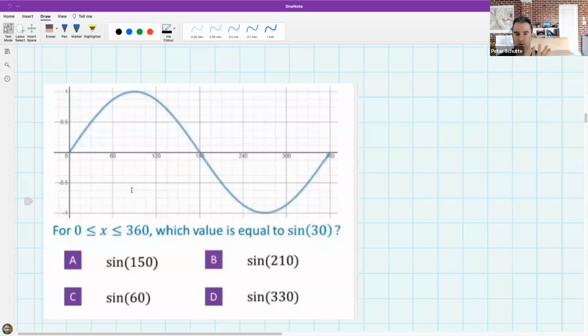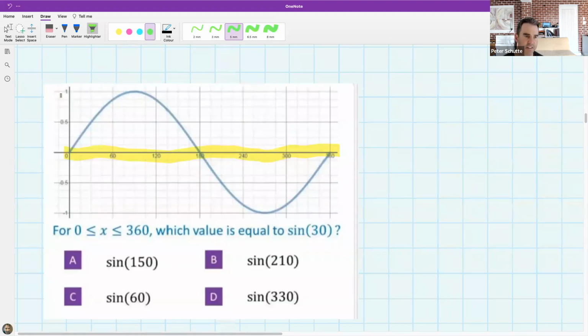Okay, it's the sine graph. Yes, it is the sine graph indeed. And so what the sine graph does is it has angles along the x-axis. So you'll see here the angles over here.